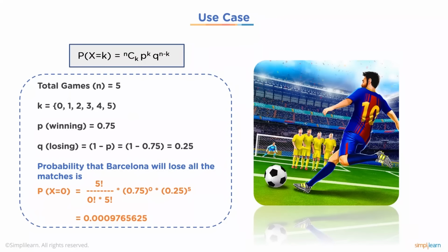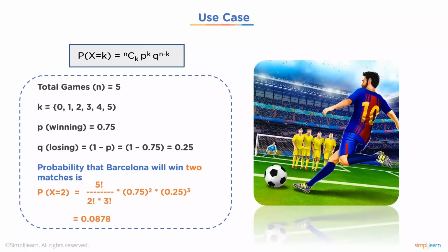The probability that Barcelona will lose all of the matches, we can just plug in the numbers, and we end up with 0.0009765625. So a very small chance they're going to lose all their matches. And we can plug in the value for 2 matches. The probability that Barcelona will win 2 matches is 0.0878. And of course we can go on to the probability that Barcelona will win 3 matches, 0.26, and of course 4 matches, and so on.